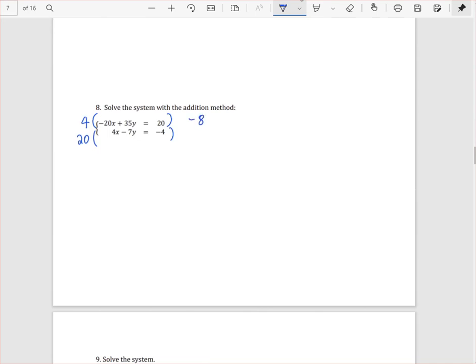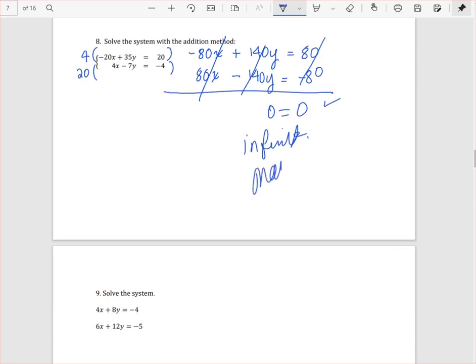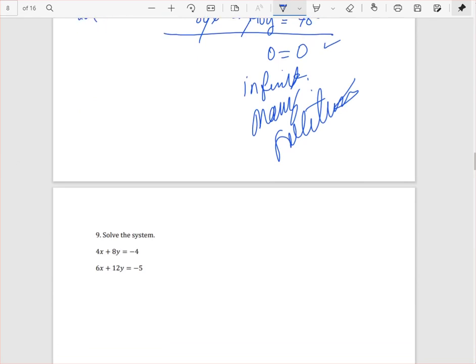So I'm going to get negative 80x plus 140y equals 80. And then over here, I'm going to get 80x minus 140y equals negative 80. When we add them up, everything cancels. So if that happens, then it's infinitely many solutions. Sorry for the writing, but you can get the written notes I have. It's infinitely many solutions. That's what it's supposed to say in that scribble that I wrote there.